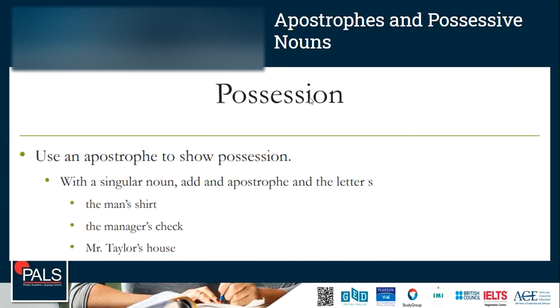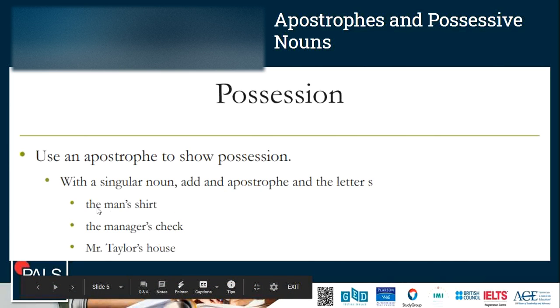Also, we use apostrophe to show possession. What do we mean by possession? Ownership. If you want to show that someone owns something, then that is called possession. So we use an apostrophe to show possession. With a singular noun, though, you have to add an apostrophe and a letter S. Sorry, I had a typo here. So you have to add an apostrophe and a letter S.